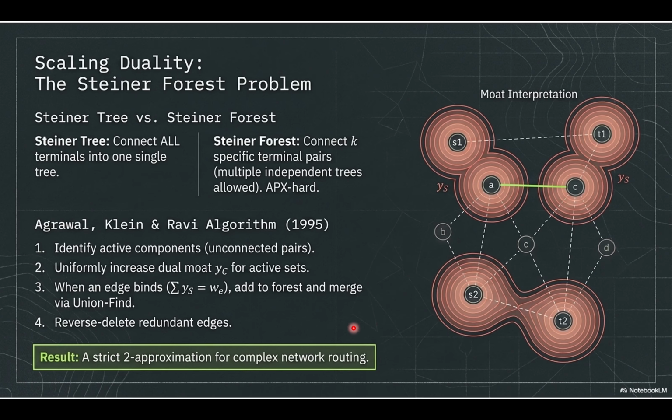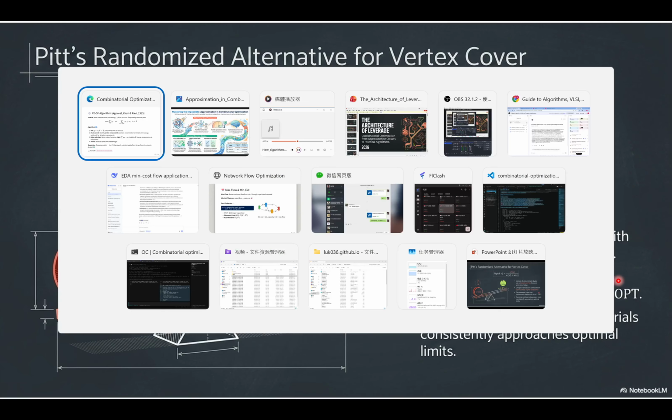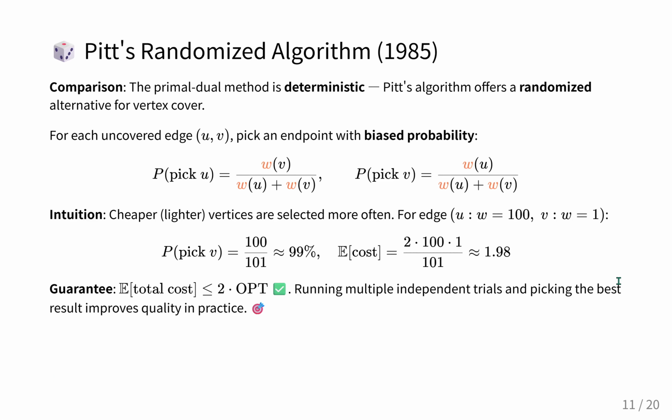Okay, so that's the highly rigorous, deterministic way to do it. But then right next to this in the notes, there is a completely different approach from 1985. Ah, Pitt's randomized algorithm. Yes. And I have to be honest, this one kind of threw me because instead of carefully expanding moats or doing crowdfunding, Pitt just uses a biased coin flip. Yeah, he just flips a coin to pick vertices. But the dice are loaded, right? Yeah. If a server costs $100 and another costs $1, it picks the cheap one 99% of the time. Right. And it picks the ridiculously expensive one 1% of the time.